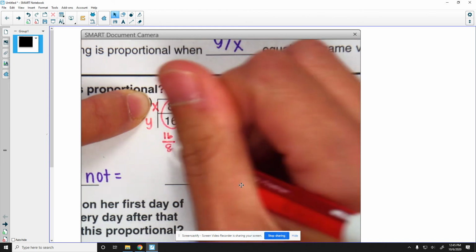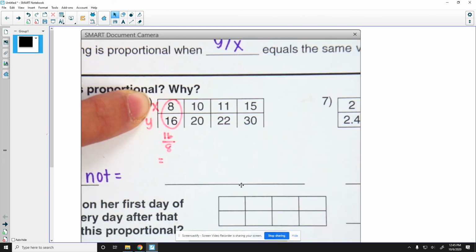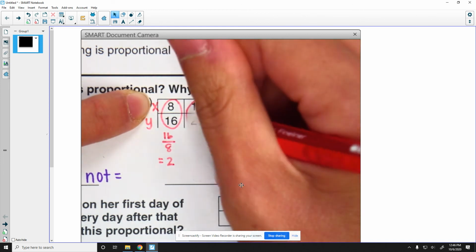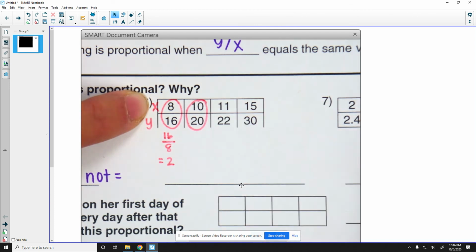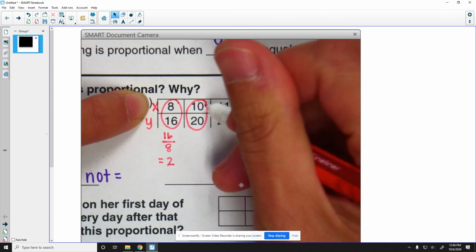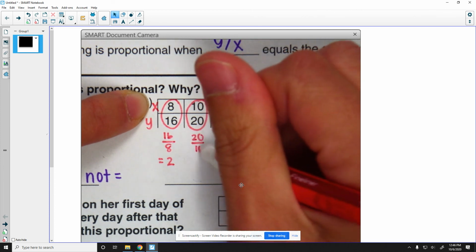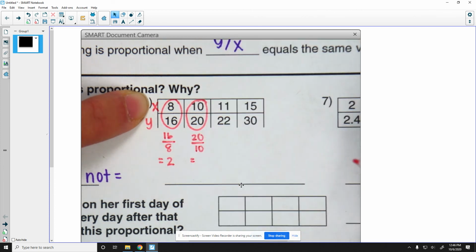Okay, and so Brooke, what is 16 divided by 8? Okay, so let's do the next one. Y divided by x. Alex, is it 10 over 20 or 20 over 10? Try again. Because it's y divided by x. So it's 20 over 10. Alex, what is 20 divided by 10?